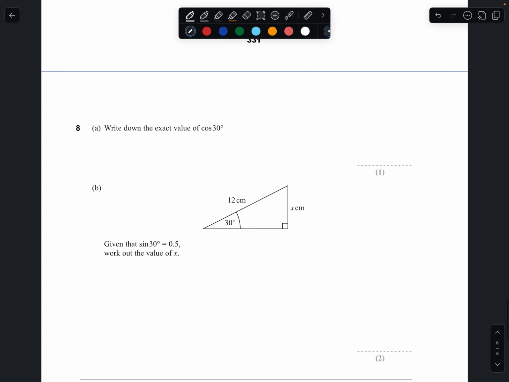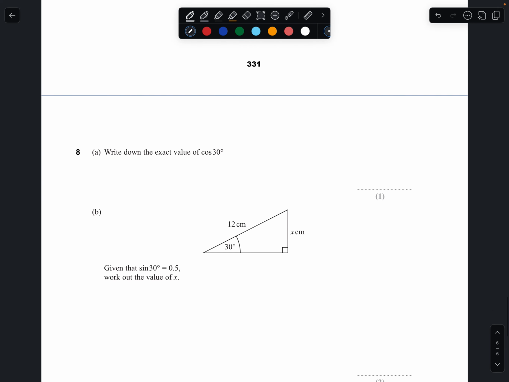All right, write down the exact value of cos 30. ये आपको भी नहीं पता होना चाहिए. Given that sin 30 is 0.5, what is the value of x? Once again, sin 30 is equal to x over 12. Sin 30 0.5 है, 0.5 लिख दो. x over 12, 12 को तो multiply कराओ. x is equal to 12 times 0.5, which is 6.